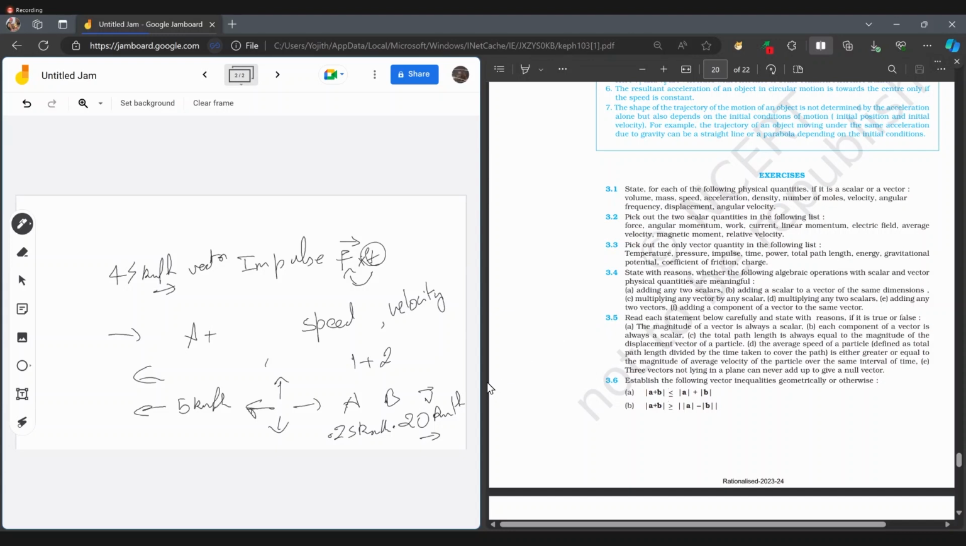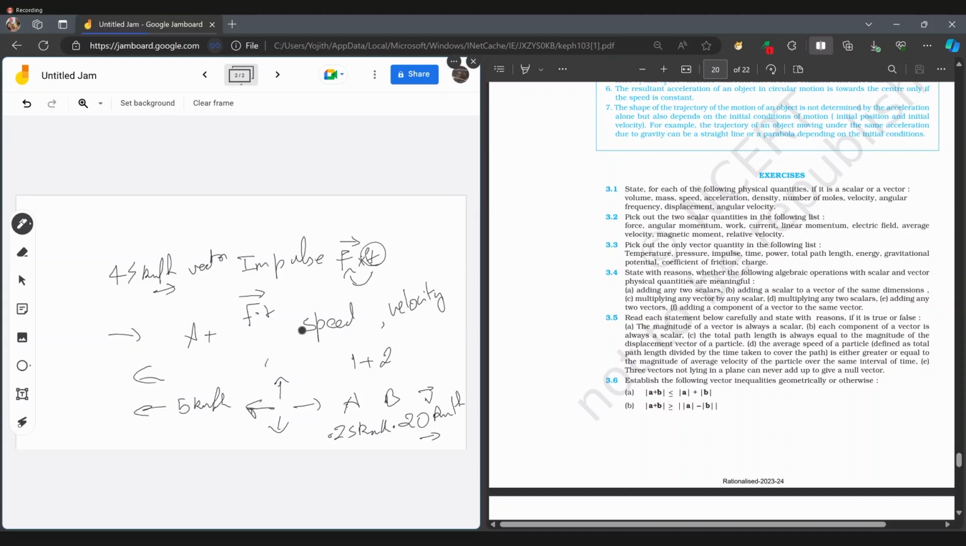Okay, then we have multiplying any vector by any scalar. Okay? Multiplying any vector by any scalar. ఇది కూడా మీనింగ్ఫుల్. ఇప్పుడే చూసాం మనం. వీ ఆర్ మల్టిప్లైయింగ్ ఫోర్స్ విత్ టైమ్. ఓకే, ఫోర్స్ ఇస్ a vector and time is a scalar and we are able to do it. Okay, impulse కోసం. And of course we can multiply any two scalars. Okay, లైక్ టైమ్ అండ్ స్పీడ్ ని మల్టిప్లై చేస్తే డిస్టెన్స్ వస్తుంది అలాగన్నమాట.